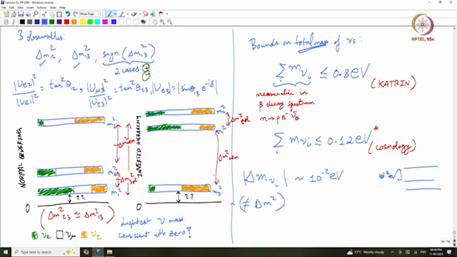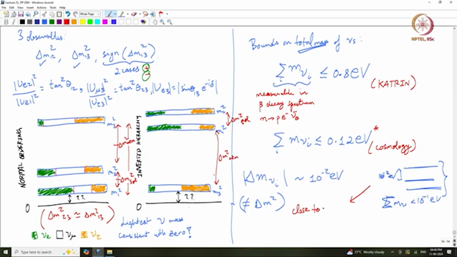Whereas the total mass is constrained to 10 power minus 1 electron volt roughly. So, now the question is, where is this spectrum sitting? These 3 neutrino masses, they are either close to 0. We do not know how close they are to 0 here, right, that is why I put this double question mark here.